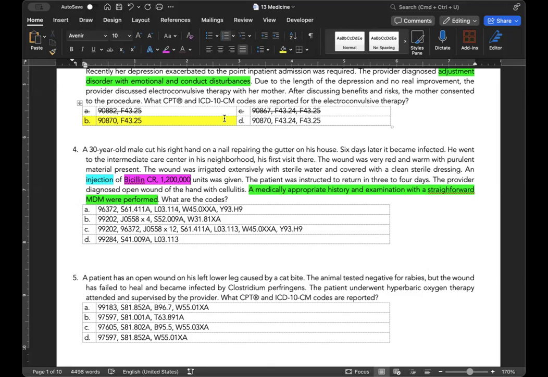96372. That's one of them. Hang on, looking right now. So 96372 through 96379, right? Yes, that's correct. Okay. So which of those codes in that code range do we think we're going to use for that antibiotic administration for this scenario?